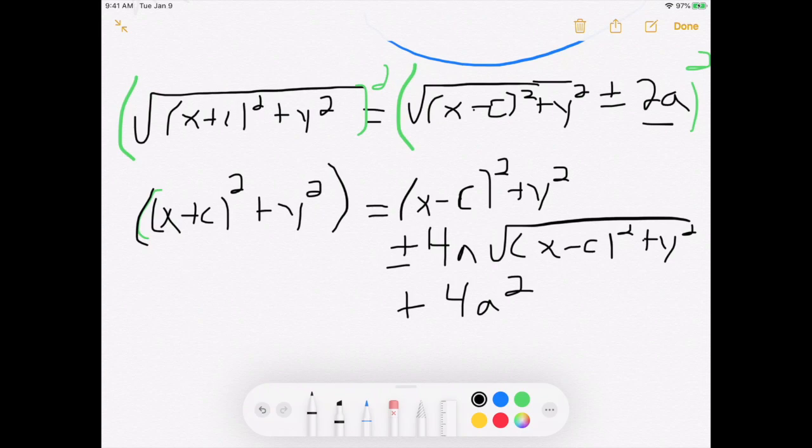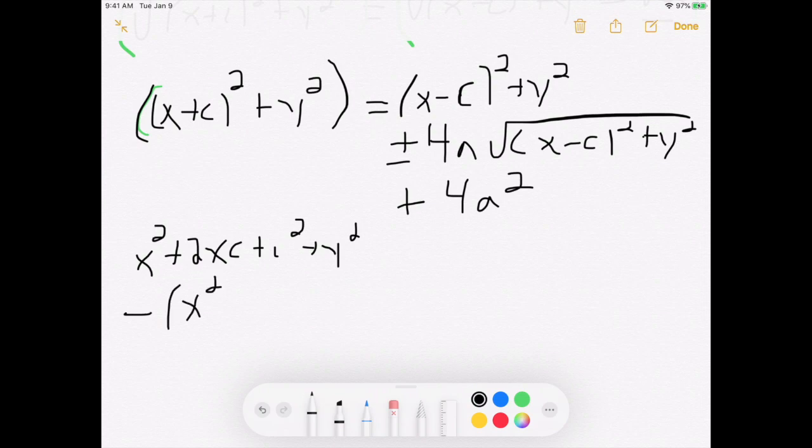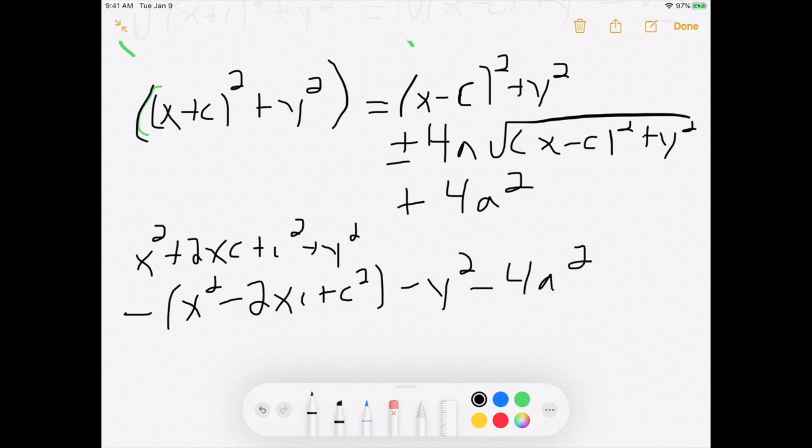So again, my goal is to isolate the square root such that when I square it, it would go away. So I'm going to move all the non-square root terms right now to the left-hand side, and I'm going to expand. So this is going to be x squared plus 2xc plus c squared plus y squared, and I'm going to subtract the x squared minus 2xc plus c squared, minus a y squared and minus a 4a squared. So I've moved this and this to the left-hand side, and that's going to be equal to my plus or minus 4a square root term.